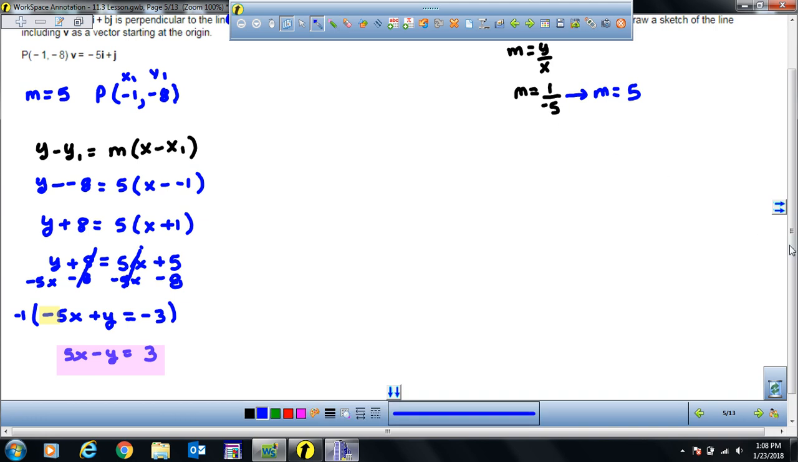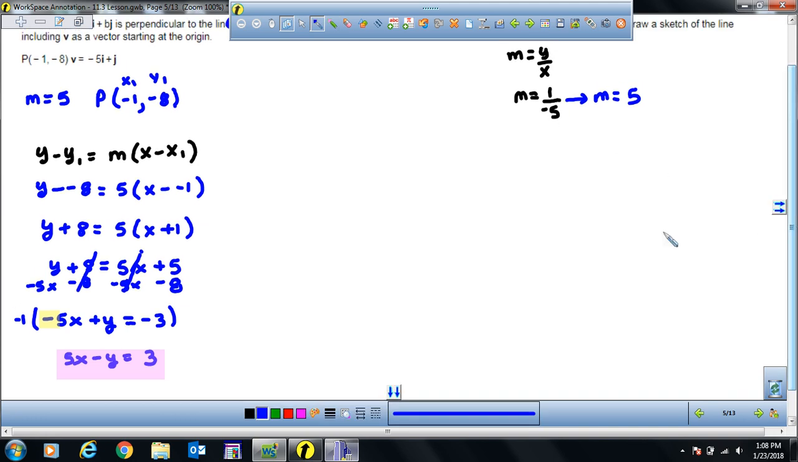Okay, that equation of that line passes through the point negative 1 and negative 8, and it has a slope of 5, which is perpendicular to this vector, because that vector would have a slope of negative 1/5, which is the negative reciprocal of that. They're perpendicular. They make a 90-degree angle, these two slopes.